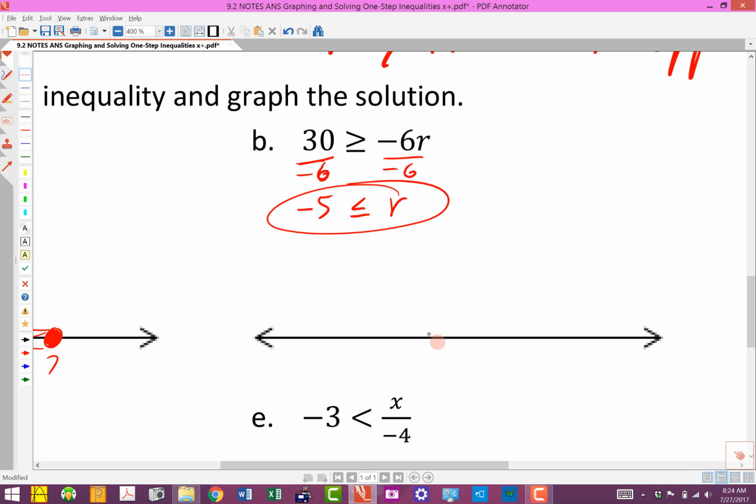There's our answer. So let's put 0 on here, negative 5. We'll circle the negative 5. Let's see, we do have to fill it in because it can actually equal that. And then read from the variable. The answers are greater than or equal to negative 5. So the greater than side is going to be to the right. Go ahead and fill that in.